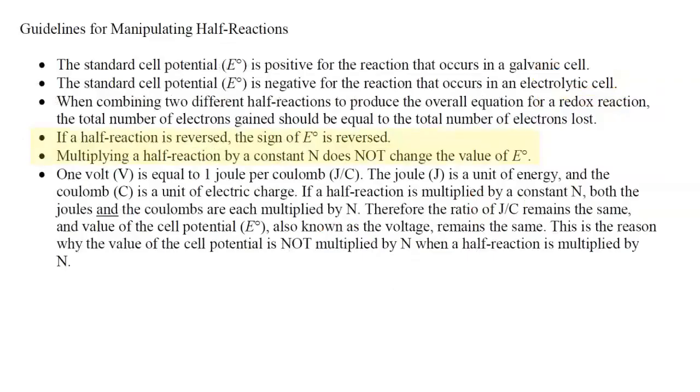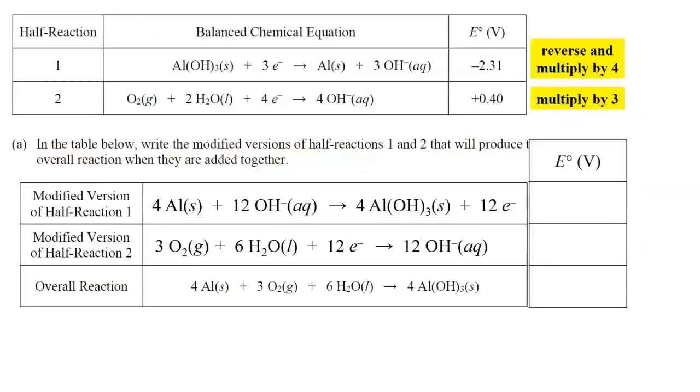Now, what about the changes? Well, if a half reaction is reversed, the sign of the cell potential is reversed, but it's important to understand that multiplying a half reaction by a constant n does not change the value of the cell potential. That's an important concept to understand. So considering the fact that half reaction number 1 was both reversed and multiplied by 4, all we're going to do to the value of the cell potential is change the sign. So the modified version of half reaction number 1 now has a cell potential of positive 2.31 volts, but we're not going to multiply that value by 4.